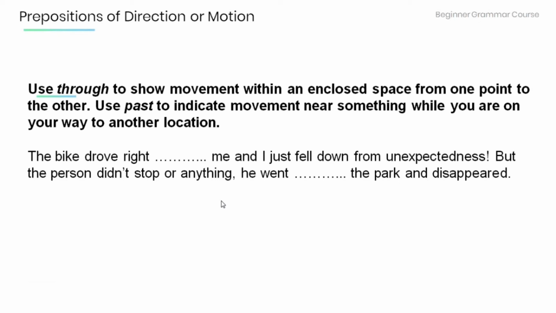The bike drove right past me, and I just fell down from unexpectedness. But the person didn't stop or anything. He went through the park and disappeared.